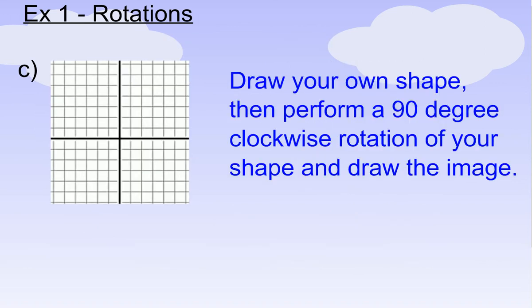In letter C, what I'd like you to do is draw your own shape somewhere on the paper, on the space, and then perform a 90 degrees clockwise rotation of your shape, and then draw the image. So take a second or so, draw some shape. It could be simple, it could be a line, it could be a smiley face or a heart or something, and then make a 90 degrees clockwise rotation of that image. Go ahead and do it now. When you're ready to continue, hit pause the video. When you're ready to continue, hit play, and we'll go through it together.